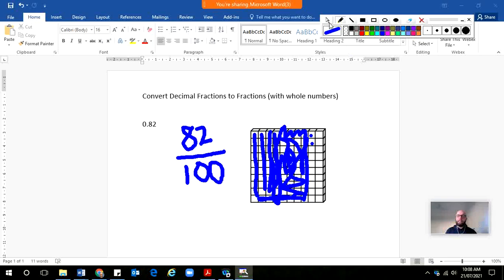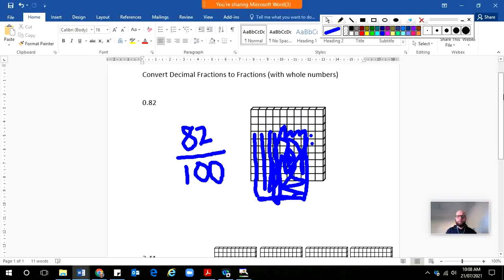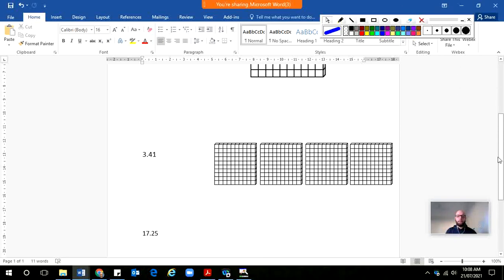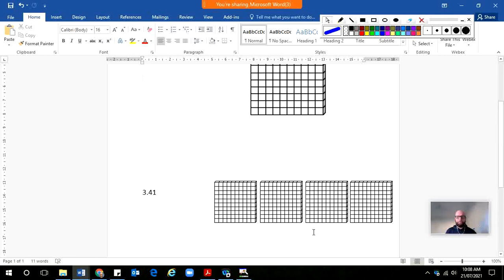Okay, but what if we had a fraction where you had a whole number included? It's a little bit different then. It's actually really easy to write still, because we looked at it in class, improper fractions and mixed numbers, and effectively that's what it is. So we're looking at some mixed numbers here.